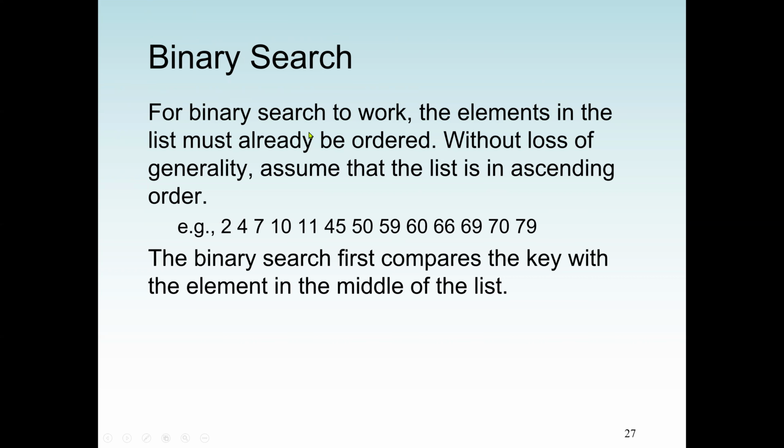So here we say for binary search to work, the elements in the list already must be in order. They have to be sorted. Because without that, we get the middle value, we compare, if it's greater, we go greater, if it's less, we go less. If it's not sorted, then we can't do that. So we can see the list of the items here again are sorted.